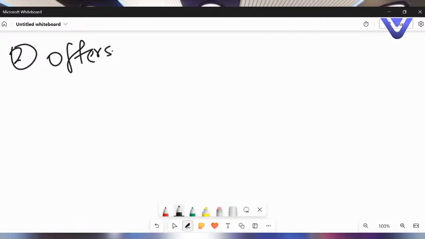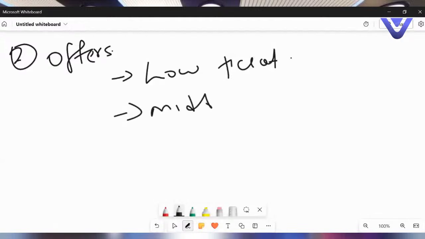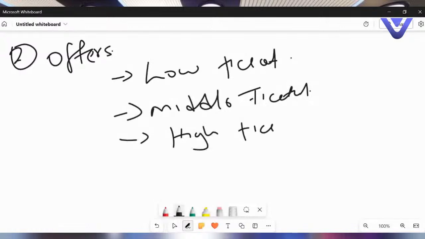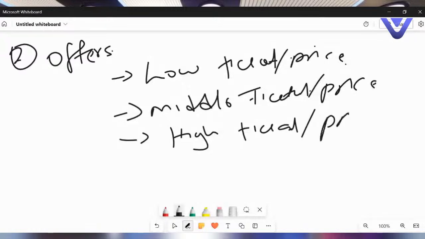So in my business environment, we have the low ticket offers, we have the middle ticket, then we have the high ticket offers. Anyway, the word ticket simply means price. So just for those who are hearing this for the first time, so it doesn't confuse you, by ticket, it just simply means price.